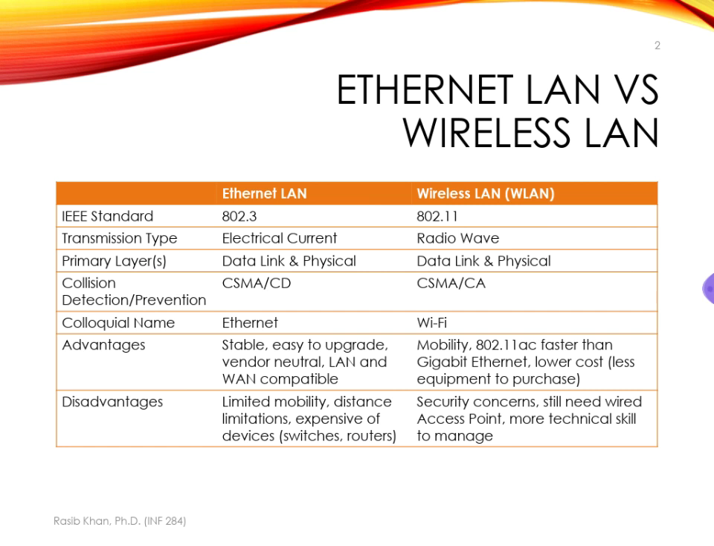As you can see here, the IEEE standard suffix is 802. That is the same for both versions of LANs, Ethernet and wireless. However, for Ethernet LANs it's 802.3. For wireless LANs the standard is 802.11. The transmission type for wireless LANs is radio waves or radio signals, and the primary layers where they operate are the data link and the physical layer.